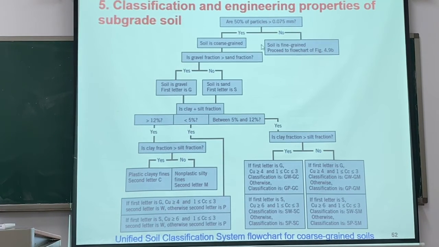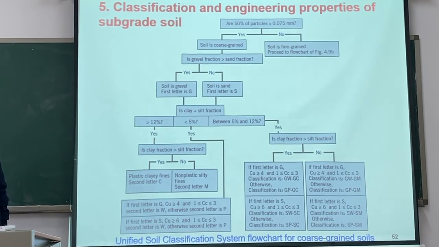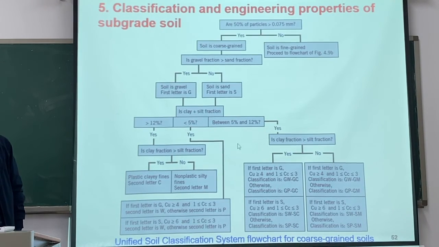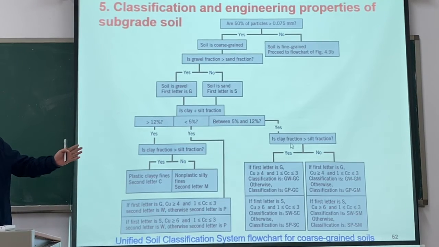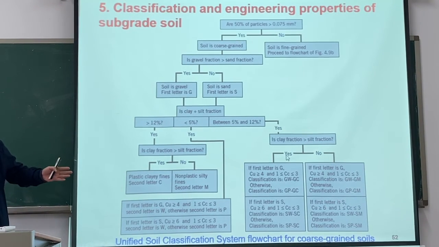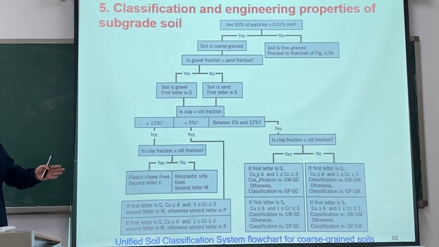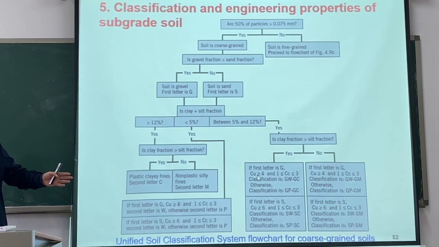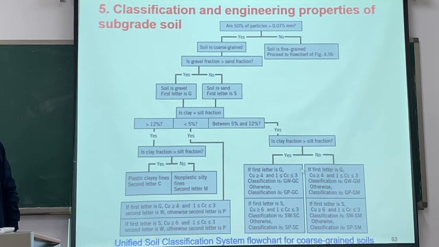So this is for coarse grained soils. But if it is between 5 and 12%, we consider the clay fraction or silt fraction. And if yes, and the first letter is G, you can also determine the Cu and Cc. So this is the same procedure.